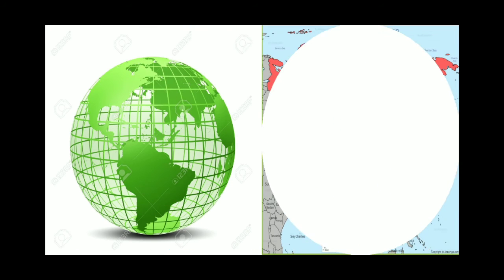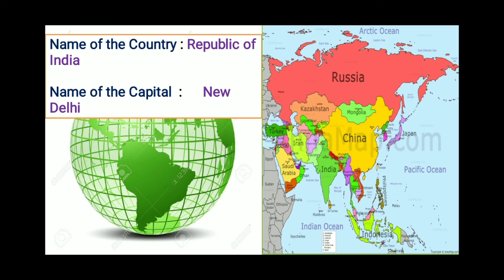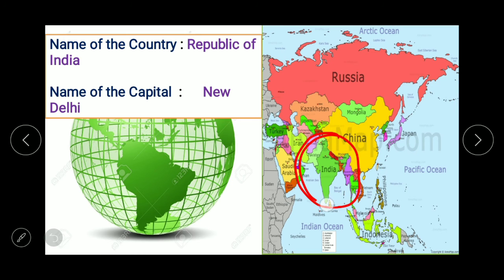The next thing, location and extent. So we'll start it with India. Name of the country, Republic of India. And name of the capital, yes, you all know, that is New Delhi. And here you can see place of India in the map.